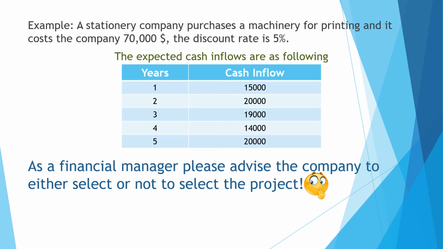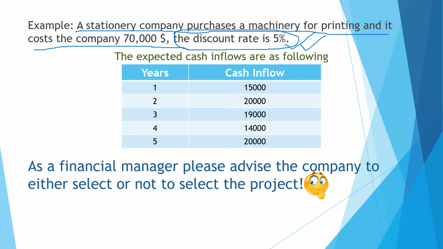Here we have an example. A stationery company purchases machinery for printing, like newspapers or books, textbooks, whatever, and the cost of that machinery is $70,000. The discount rate is 5%. Now we will learn what this 5% is. Suppose the inflation rate in the country is 5%. That is why we have a discount rate of 5%, because we have to subtract this 5% from the amount we are receiving in the future.